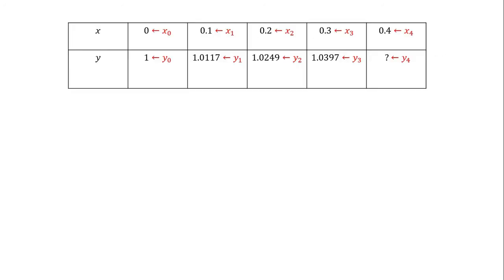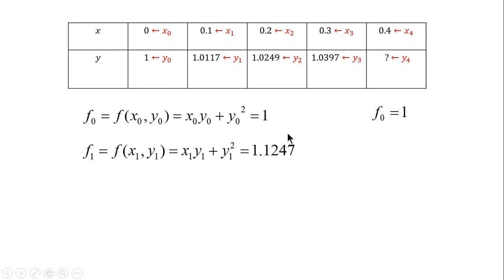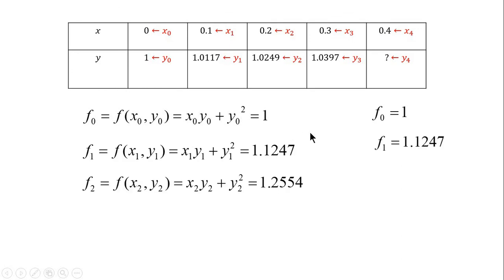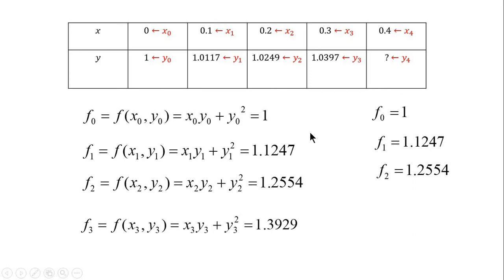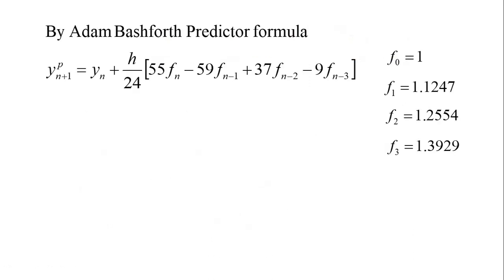Let us construct the table. Now we are going to find the fifth value at this point using Adams method. For that we have to find f0, f1, f2 and f3. We know our function is xy plus y square. Put x0, y0, we get f0. Find f1, f2, f3.